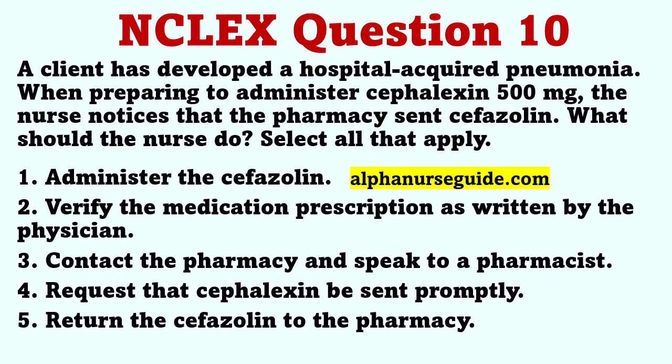A client has developed a hospital-acquired pneumonia. When preparing to administer cephalexin 500 milligrams, the nurse notices that the pharmacy sent cefazolin. What should the nurse do? Select all that apply. 1. Administer the cefazolin. 2. Verify the medication prescription as written by the physician. 3. Contact the pharmacy and speak to a pharmacist. 4. Request that cephalexin be sent promptly. 5. Return the cefazolin to the pharmacy. The correct answers are 2, 3, 4, and 5.